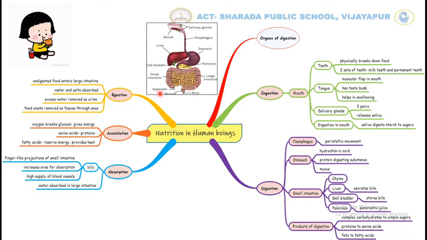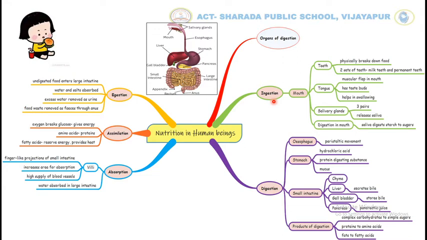As is the case in all animals, the process of nutrition in humans also follows the 5 steps, namely ingestion, digestion, absorption, assimilation, and finally egestion. Let us look at each step in detail. Ingestion is the process of taking in food. In humans, the food is taken in through the mouth.